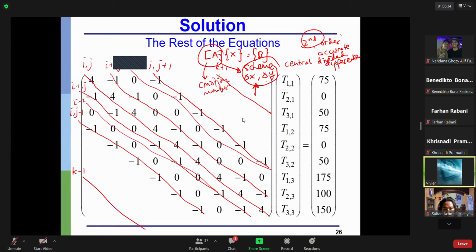Yeah, and actually, if you look in the book about PDE, aside from elliptic, there is also parabolic. But for this course, we don't discuss parabolic. So we limit only to elliptic equations.